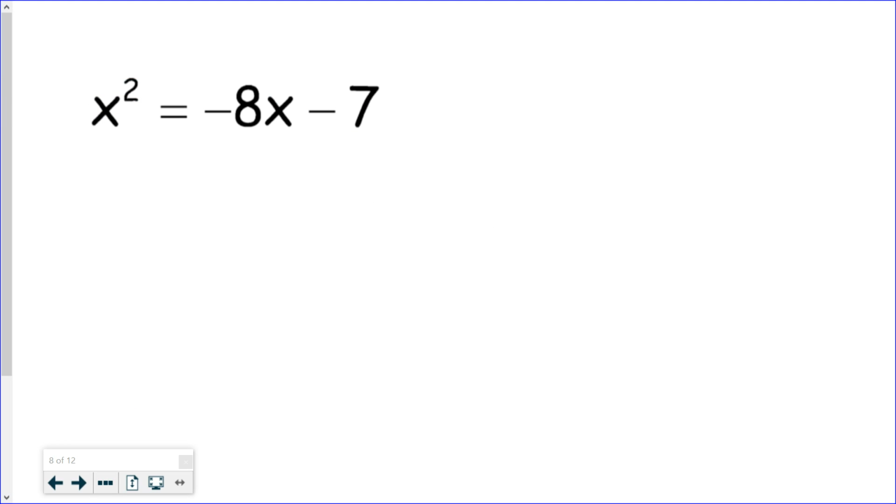We've got a couple more factoring examples here. Again, notice we've got the first term and the middle term, so we're going to set it equal to 0 because we're going to try to solve by factoring.